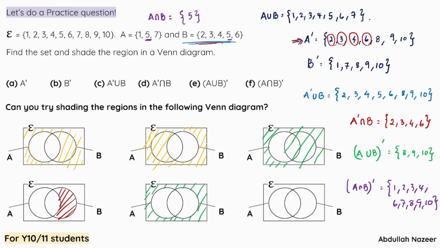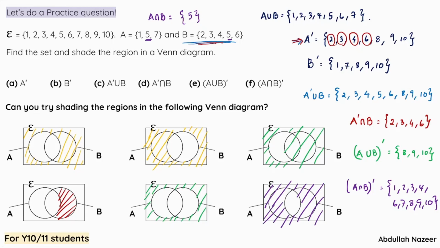Now how do we shade the region? Well, we know that A intersection B is that overlapping part that's right in the middle of the Venn diagram, right? In fact, it is this part over here. So if you want to find everything other than A intersection B, which is A intersection B complement, then that means you will have to shade everything other than the overlapping part, which is everything outside that region. So everything that does not involve the overlapping part.